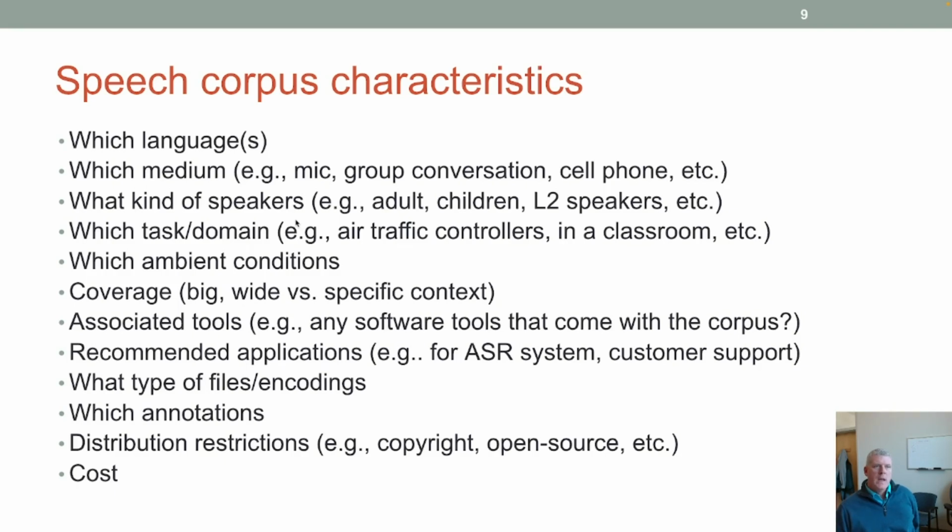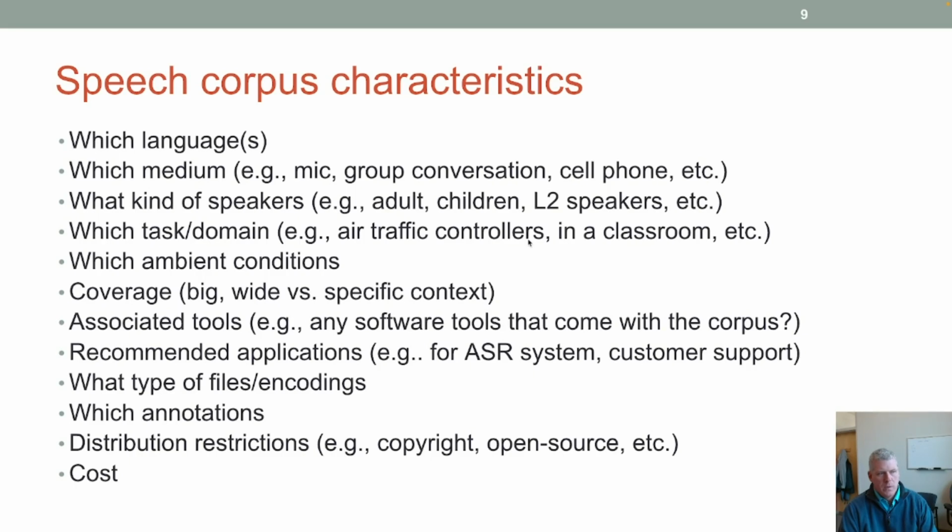And what is the task or domain that was in the corpus? Was it like air traffic controllers, or was it in a classroom with the teacher and students? Was it just casual conversation between friends over lunch, or is it in a library? So looking at the task or the domain in which the corpus was created is important, and the ambient conditions obviously are tied to that as well. And what is the coverage? Does it claim to cover American English, or does it claim to be very specific to this one little register within a certain language? For example, air traffic controllers, it's a very specific thing.